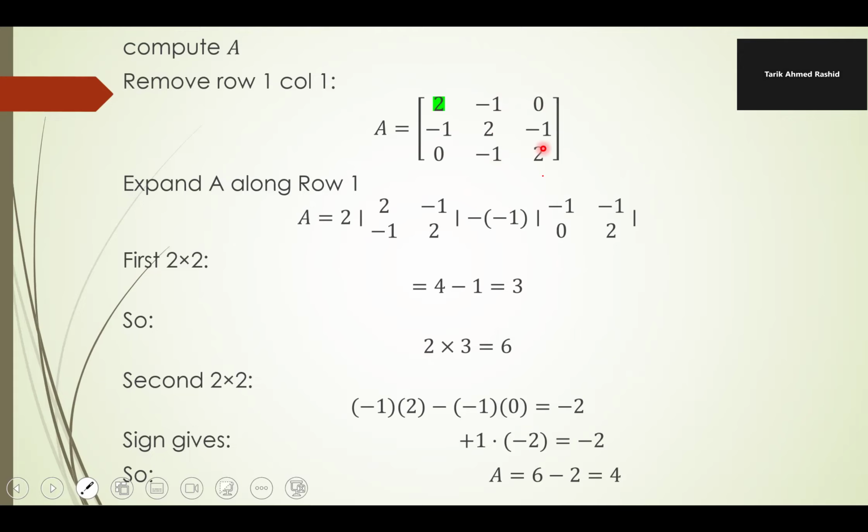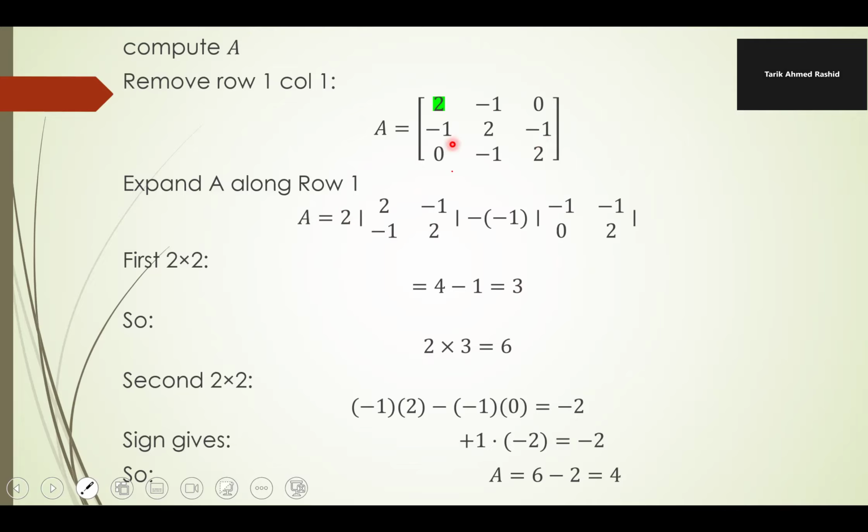So here for the first two, that's the result. 2 multiplied by 2 is 4, minus 1 multiplied by minus 1 is plus 1. So this 2 multiplied by 2, minus 1 multiplied by minus 1, it's 3. 3 multiplied by 2, this 2, which is the first term, so it's 6. For the second matrix, minus 1. Okay, so minus 1 multiplied by 2 and 0 multiplied by minus 1.